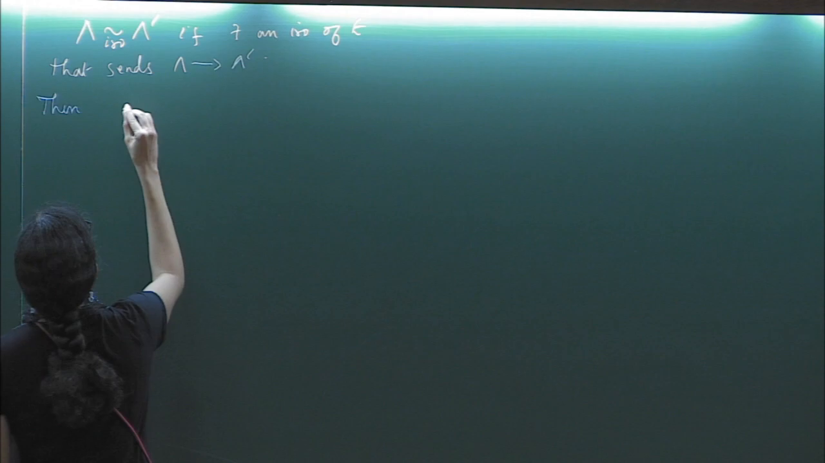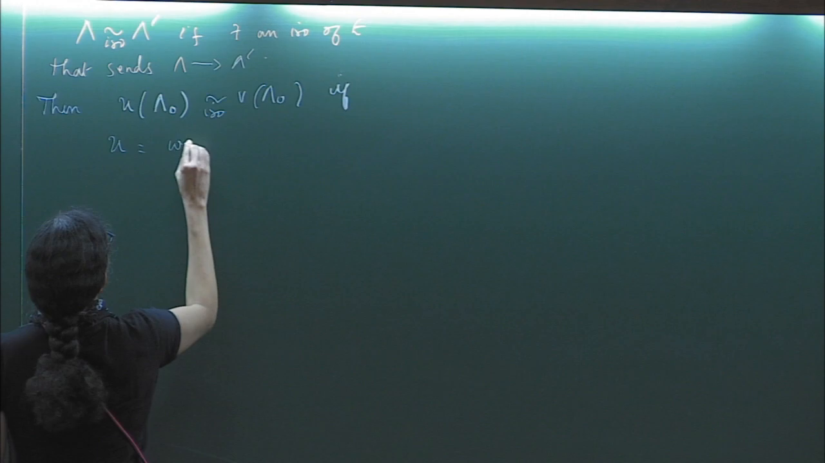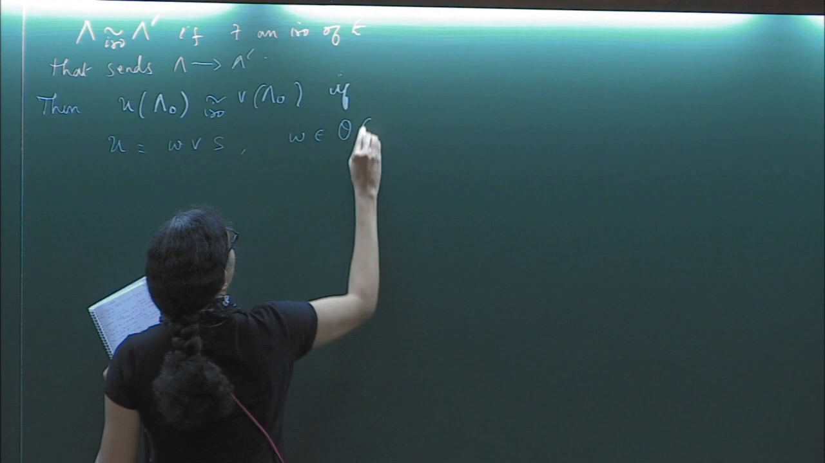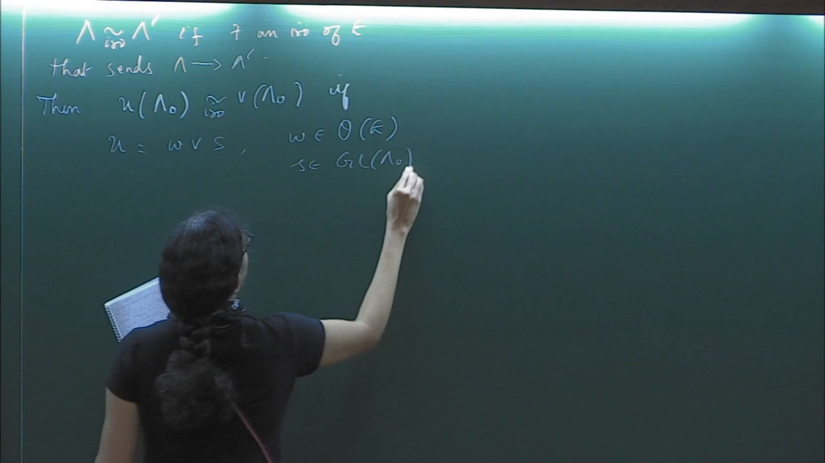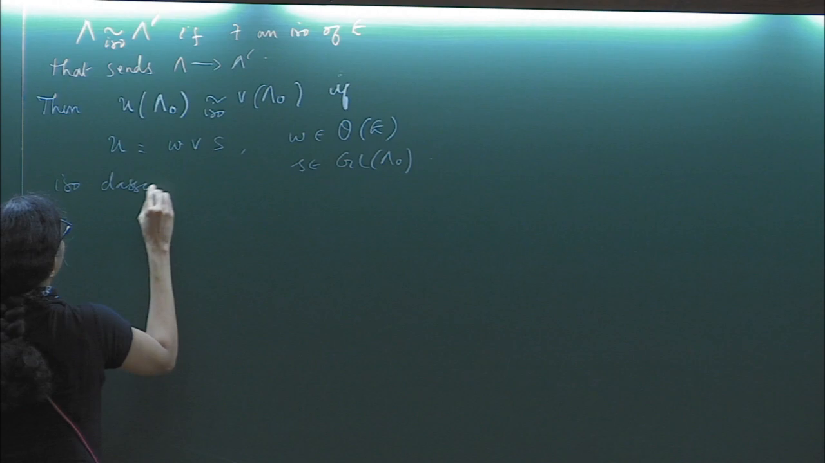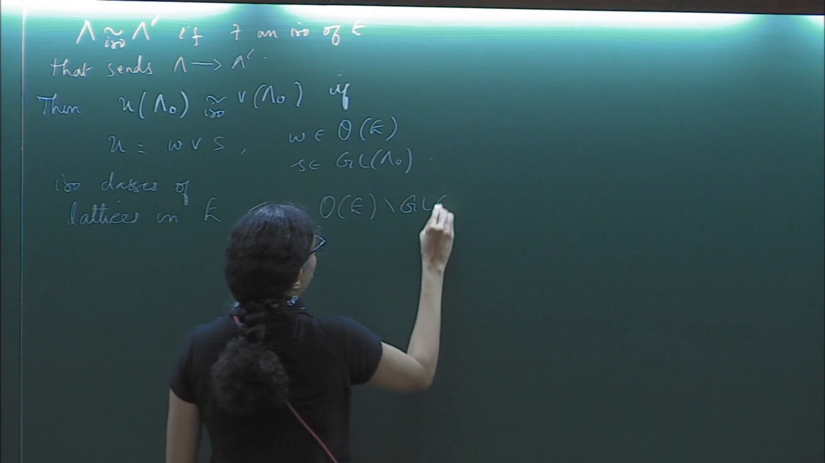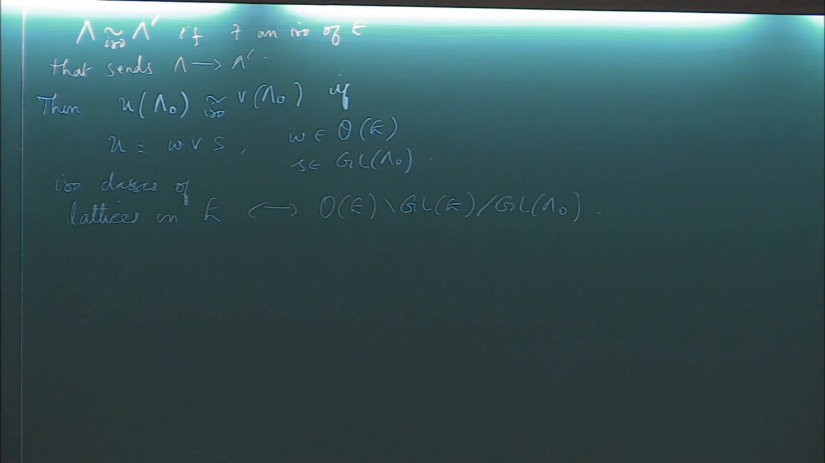Then U of lambda naught is isometric to V of lambda naught if U is W V S, using my notation where W is in the orthogonal group of E and S is in GL of lambda naught. So the isoclasses of lattices in E are in bijection with O of E mod GL of E. And a similar thing can be done for the equivalence class of quadratic forms, which will also be described by this group.